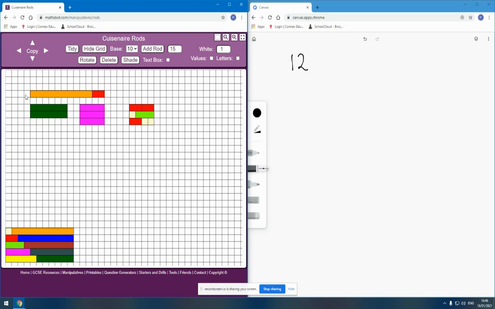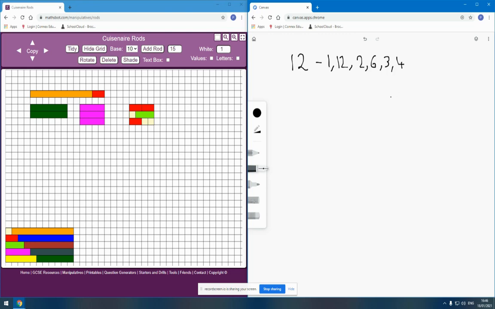The factors of 12 are the dimensions of the rectangles that you can create, which use a value of 12 or cover an area of 12 if we've studied area. And so the possible dimensions I can create are 1 and 12, 2 and 6, or 3 and 4.